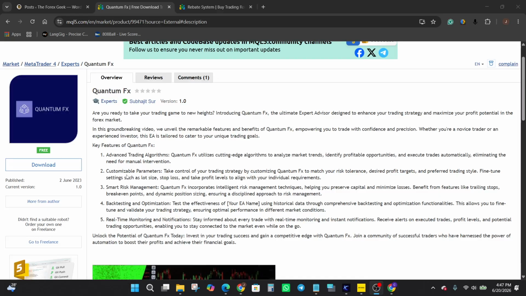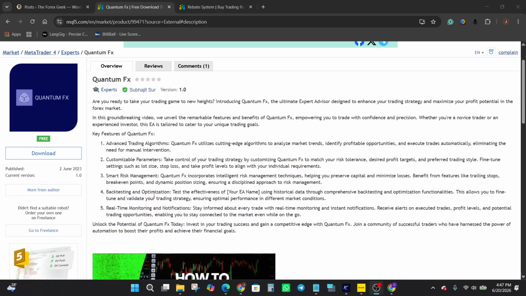Moving further down the page, the developer also highlights backtesting and optimization capabilities. This allows users to evaluate historical performance and test different configurations using historical market data before considering live deployment. In addition, there are real-time monitoring and notification features mentioned, which are designed to keep users informed about trade activity, profit levels, and trading events.